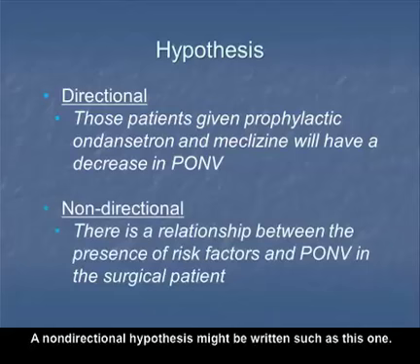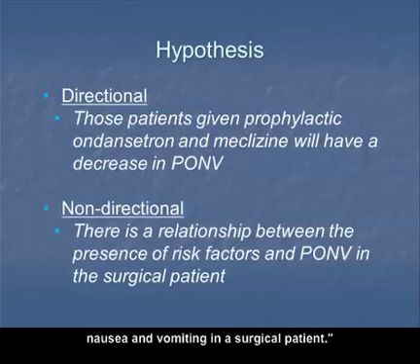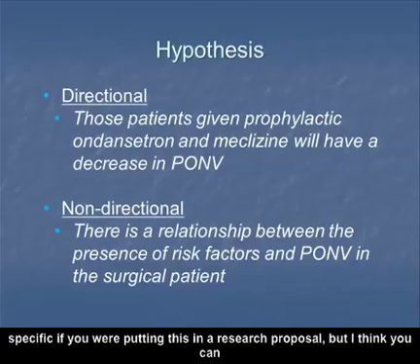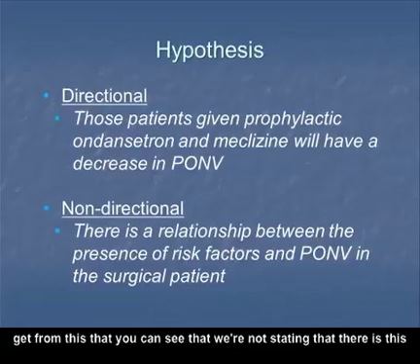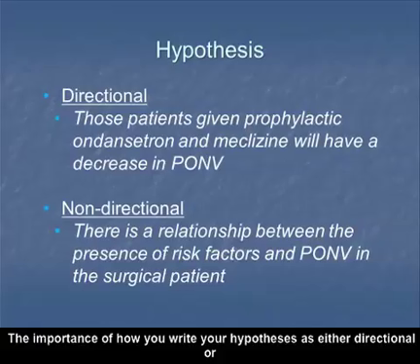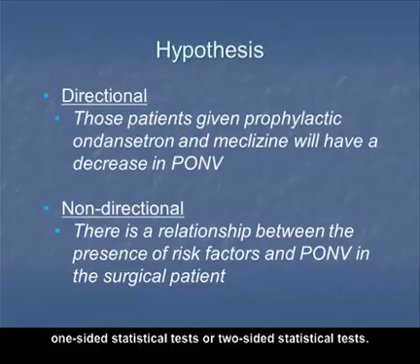A non-directional hypothesis might be written such as this one. There is a relationship between the presence of risk factors and postoperative nausea and vomiting in a surgical patient. Now this is just an example, and it would need to be written a little more specific if you were putting this in a research proposal. But I think you can see that we're not stating a specific direction in which we're going. The importance of how you write your hypotheses as either directional or non-directional is that this may determine whether or not you use one-sided statistical tests or two-sided statistical tests.